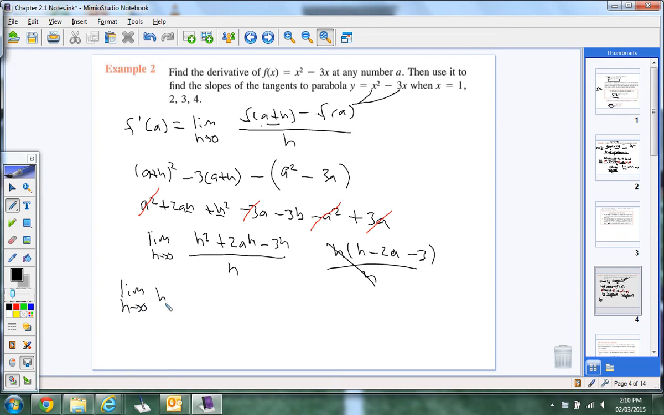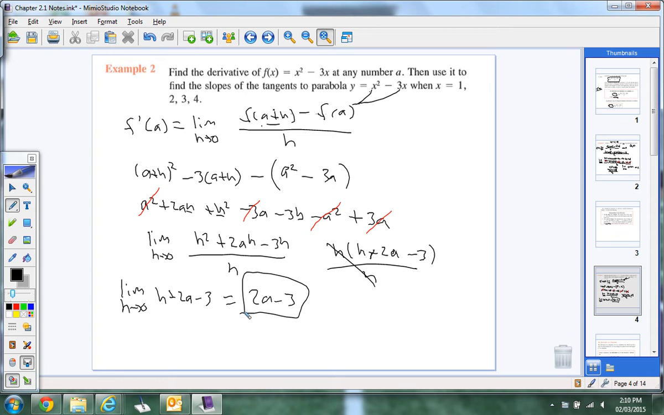Okay, so now we can evaluate this limit. Oh, plus 2a, yep, thank you. I just saw that in my notes right when you said that. Plus. Okay, so what happens is this h is gone when I plug 0 in, so your equation to figure out your slope for this problem is 2a minus 3. That's your equation to figure out the tangent slope.